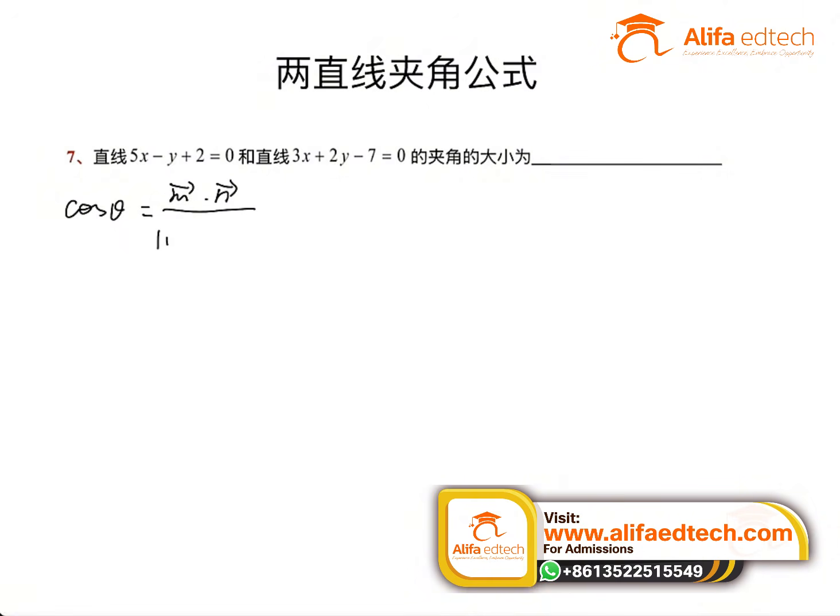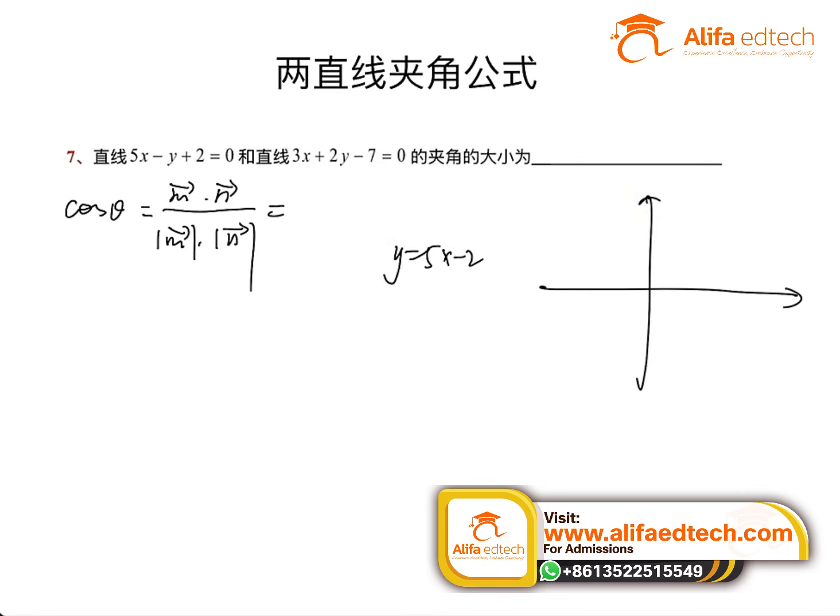cos θ equals the dot product of vectors m and n divided by the magnitude of m multiplied by the magnitude of n. But we need to find these two vectors from the given lines. Right, let me draw this to see. The first line is y = 5x - 2, drawing it should look like this. So which vectors do we need to find? We need to find their direction vectors.